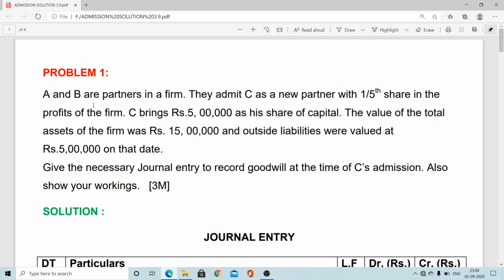In this session we are going to learn how to calculate hidden goodwill of a partnership business. This topic is related to admission of a new partner. This chapter is a revision chapter. We already have the idea how to calculate hidden goodwill.